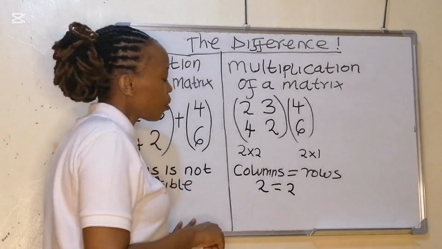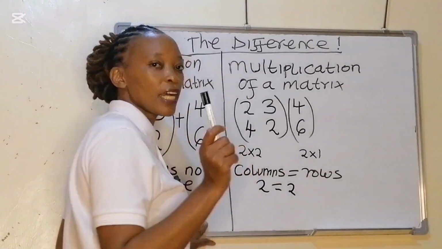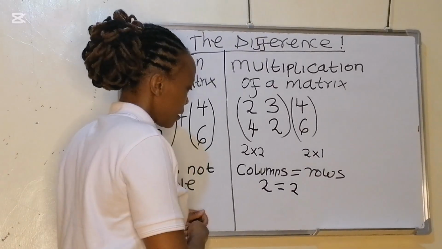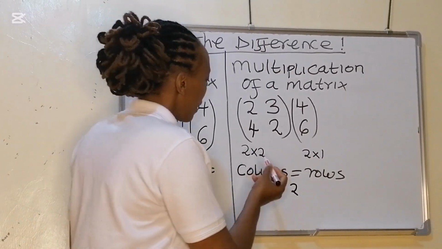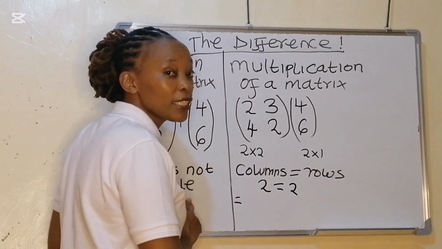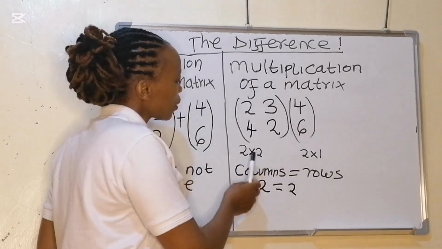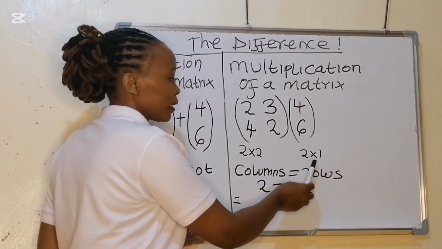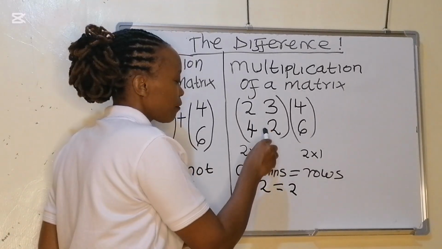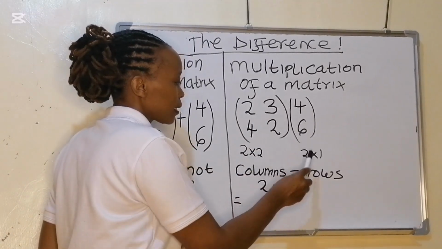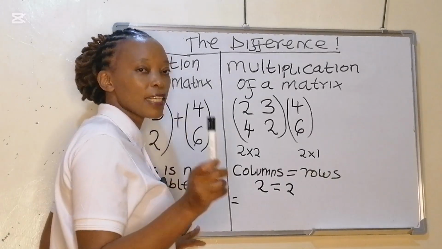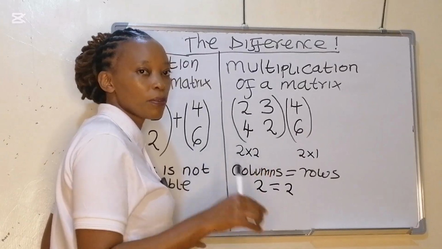Okay? And the second thing will tell you how your answer will look like. I told you reading the matrix is very important. You look at the name of your matrix, the first one and the second one. We have said the columns of the first matrix must be equal to rows of the second matrix.